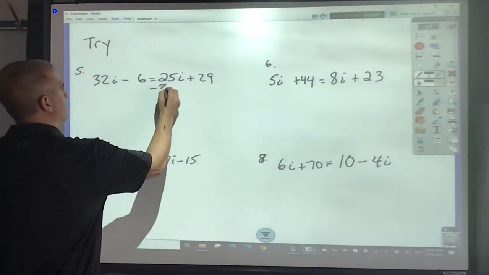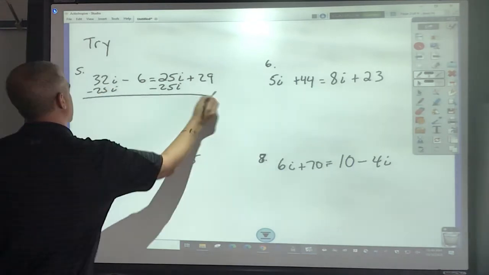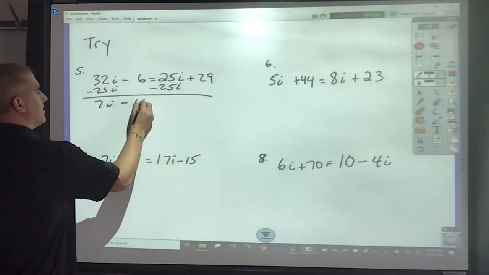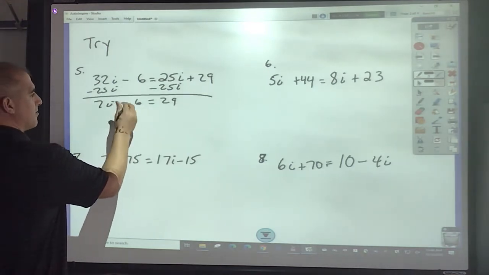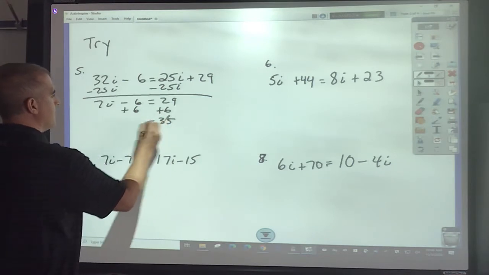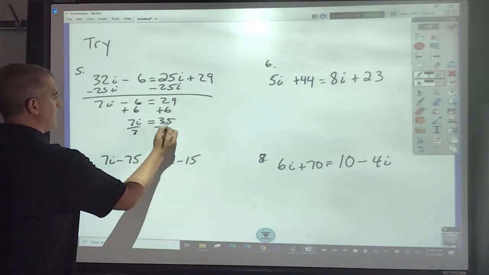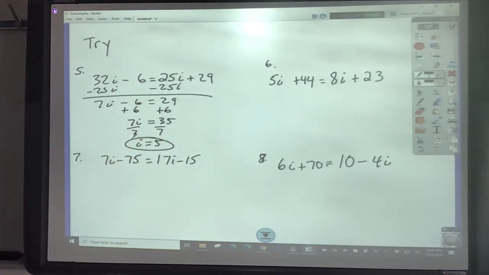So with this one, I would subtract 25i. So that'd be 7i minus 6 equals 29. I got 7 or the minus 6. I would get rid of the separated first, which would be adding 6. That would be 35 equals 7i. Divide by 7, i equals 5. So that would be the answer for that one.